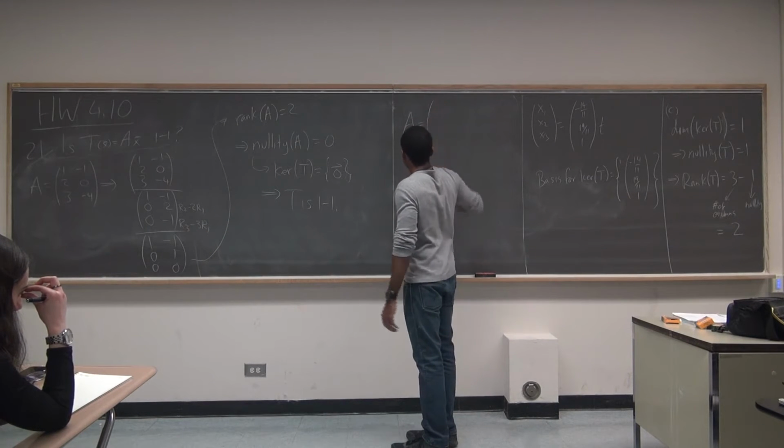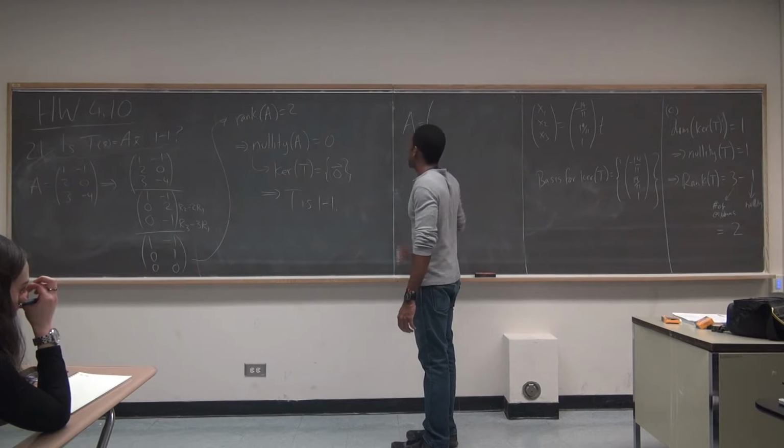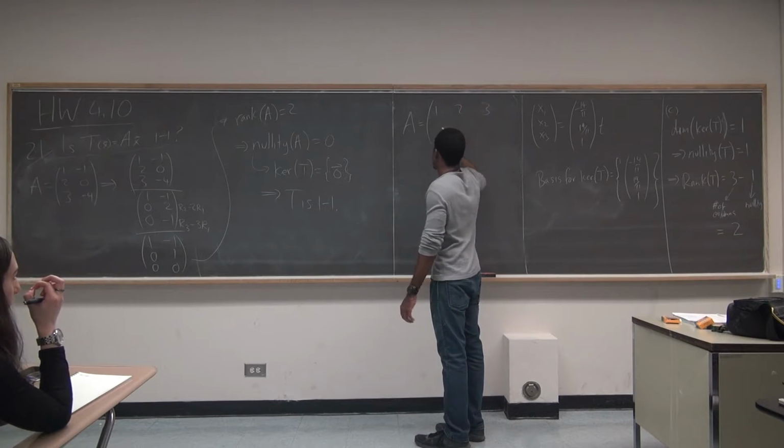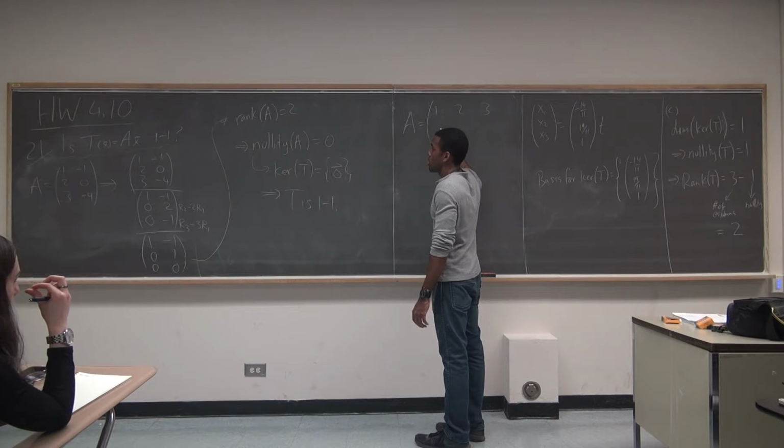What was the A? The first row would be column 1. So it's 1, 2, 3. Oh, 1, 2, 3 this way? Yeah, and then it's the same. Oh, it's just the transpose. Oh.